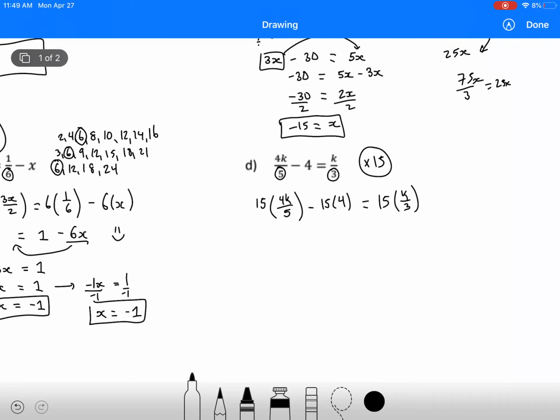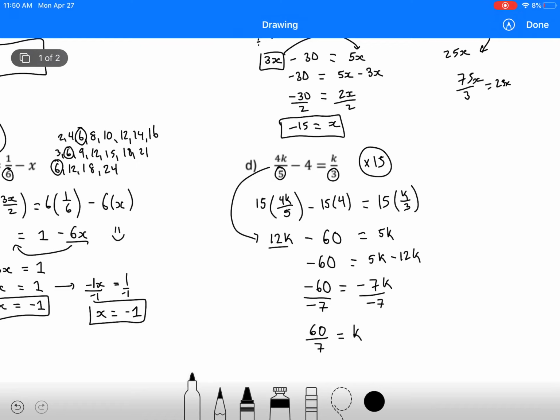Again, looking from where we started to where we got, way nicer to work with. And now from here, I'm going to pick up that 12k and move it to the other side. So negative 60 equals 5k, oh, I have to write the answer, minus 12k. So negative 60 is equal to negative 7k. And now when we divide both sides by negative 7, we get 60 over 7 is equal to k.